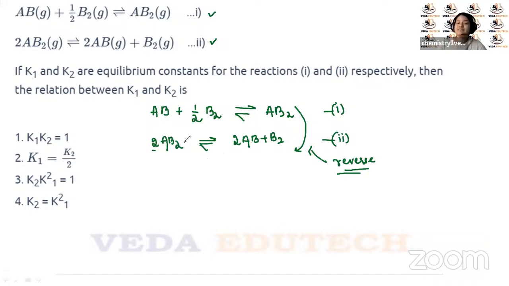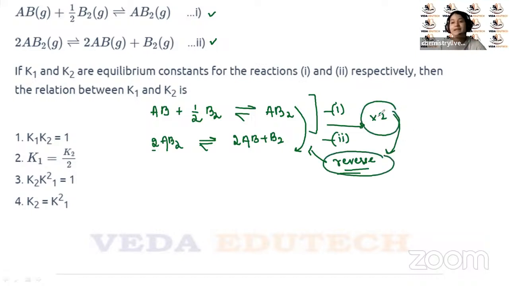Also, we see that if the first equation is multiplied by 2, then also we get the second equation. So two things have been done: you have reversed the equation and you have multiplied it by 2, right?